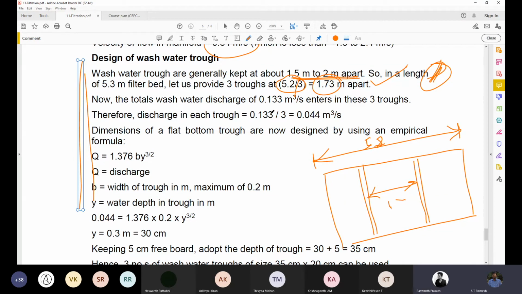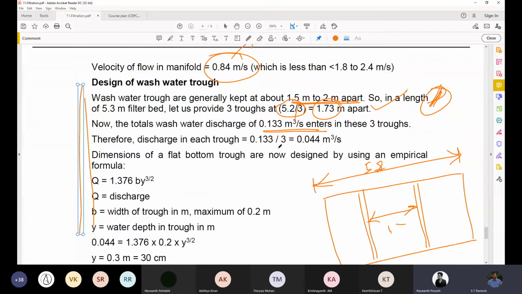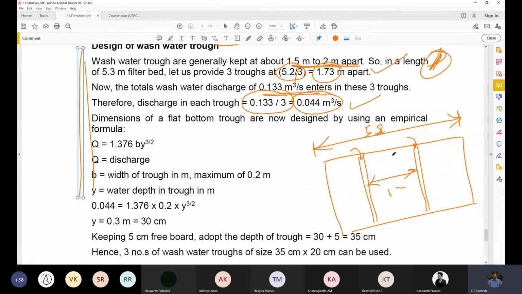Yes, sir. Okay, now the total flow to be collected is 0.133. That's what we have calculated from the previous step. Then you can work out how much water is to be collected in each trough. So this is 0.133 meter cube per second divided by 3. So thereby it becomes now 0.044 meter cube per second. Okay, so now you can design the trough using an empirical formula like this.